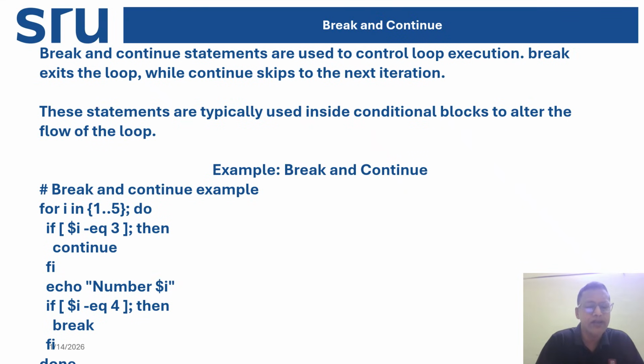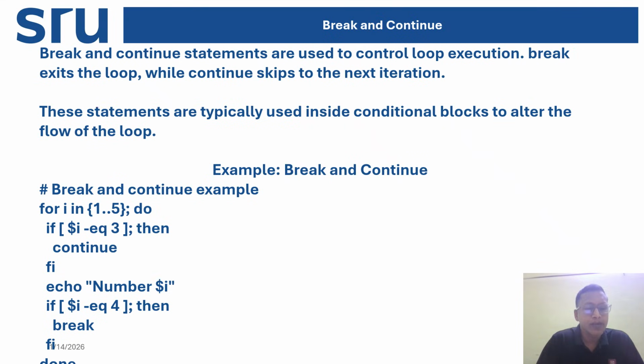Now, what is the example for break and what is the example for continue? For both the keywords, the same example only. For I in curly bracket 1 dot dot 5, which means 1 to 5, that is 1 2 3 4 5. Then do, then condition if $I equal to 3, then continue, Fi. Okay, when the value of I is equal to 3, then it skips the current iteration only. It skips that specific iteration only. So automatically it will execute for value 1, value 2, value 4 and value 5. It will not print the value 3 because it skips the current iteration.